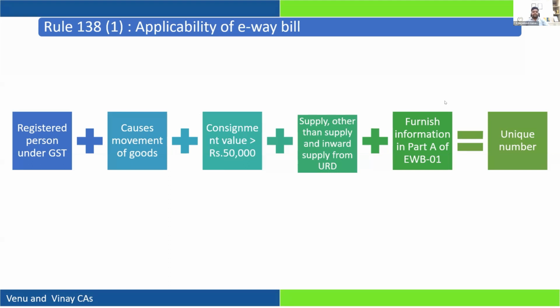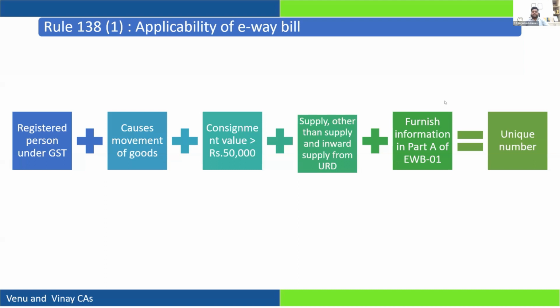In the case of an ex-factory sale, the obligation of the supplier ends at the factory gate only. So from the factory gate to the buyer's warehouse, the responsibility is with the buyer. So in case of an ex-factory sale, the movement is caused by the recipient. Therefore, the e-way bill is required to be generated by the recipient, that is the buyer, not the seller.